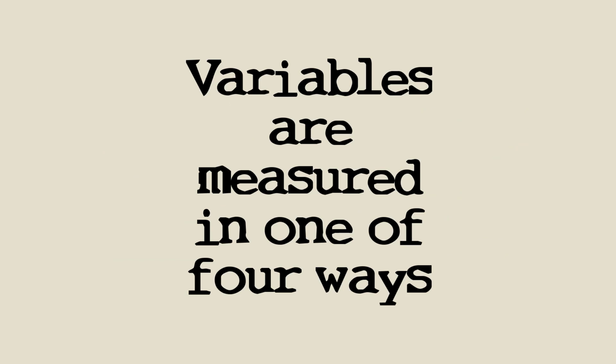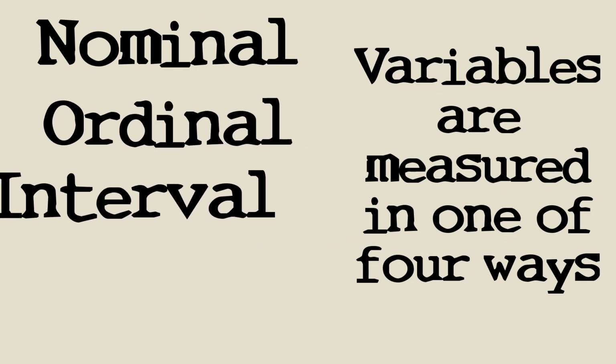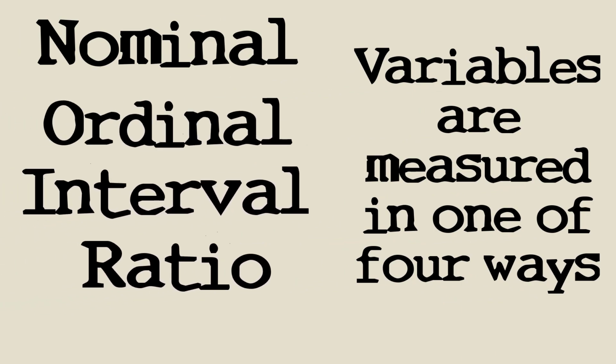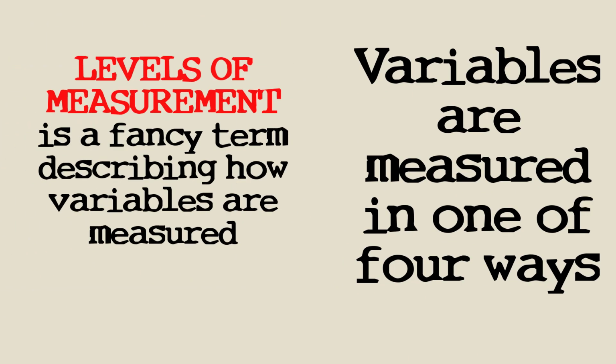Now that the basic makeup of a variable has been explained, let me tell you about the 4 ways variables are observed or measured. These 4 ways are nominal, ordinal, interval, and ratio. The fancy term for the ways variables are measured is called levels of measurement.